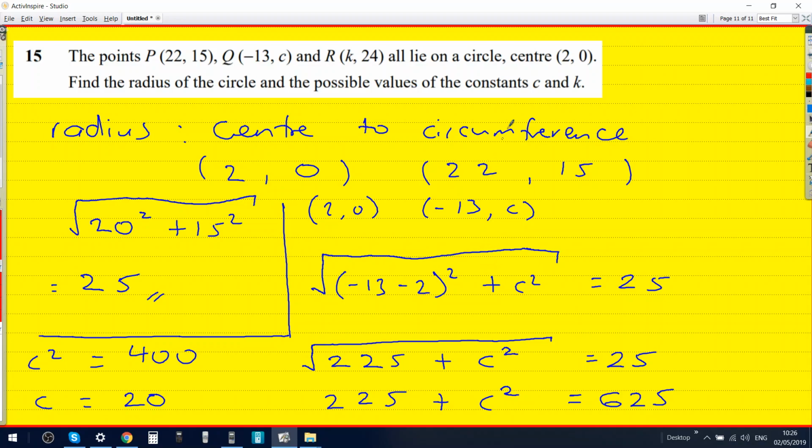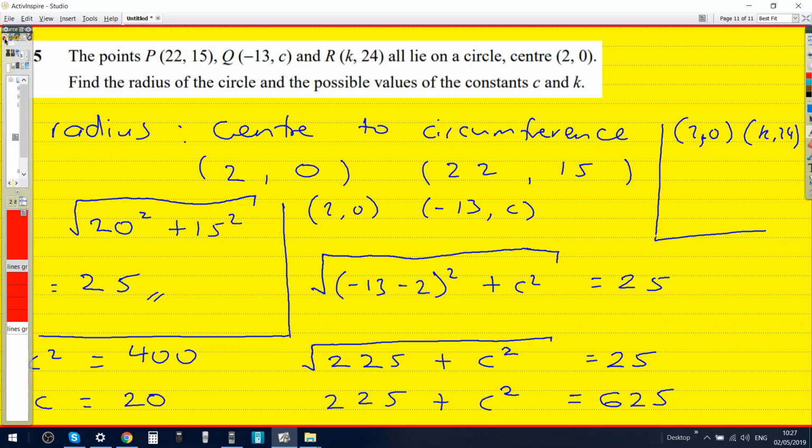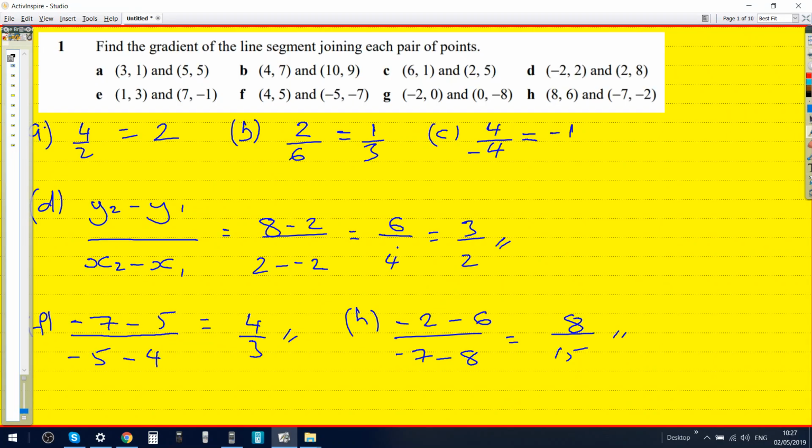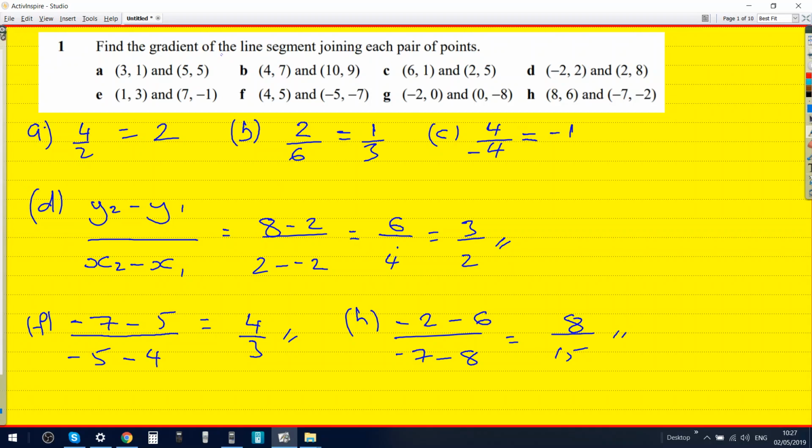And then you would do the same thing for K. So what is it? You do the difference from 2, 0, which is the center, to the circumference, which is K, 24. You put that in the square root, make that equal to 25, and solve that one as well. Any questions there? No, I think it's going to take a bit of practice. Yeah, and I think because there's lots of stuff, that's why I just want to recap it.